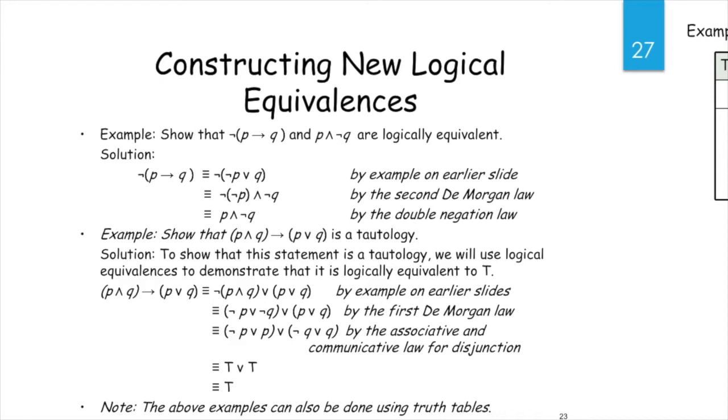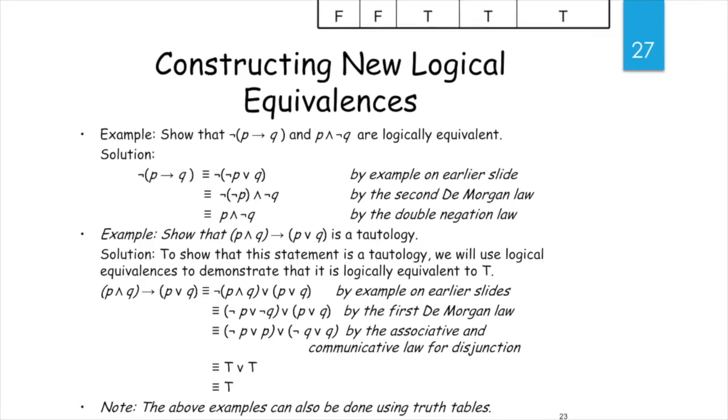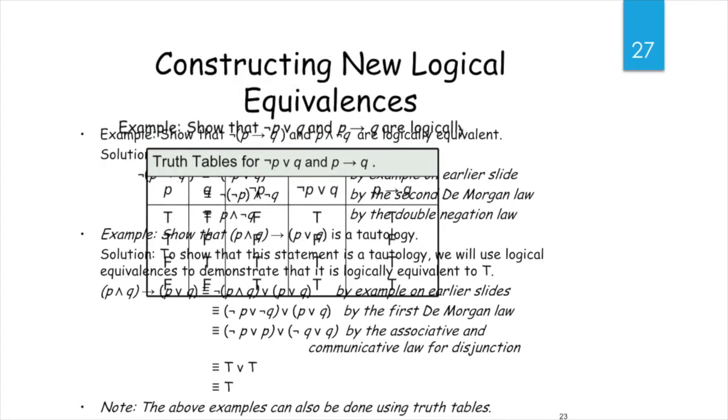So the first one, not (P then Q), is equivalent to P and not Q, which are logically equivalent. And the solution for that, you can simplify not (P then Q) to not (not P or Q), using the example we did earlier, and this is the truth table for it. This is the example we just did in the previous slides. Okay?